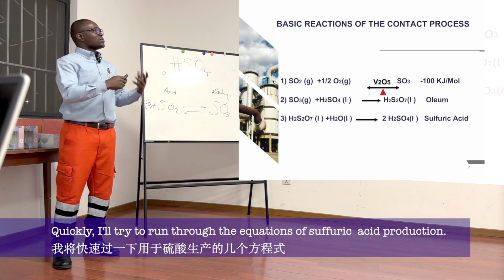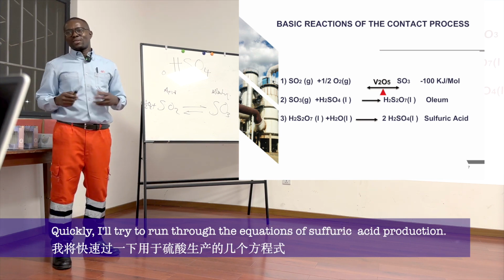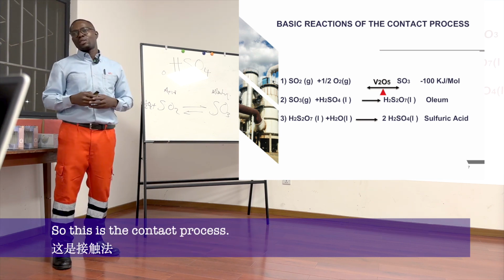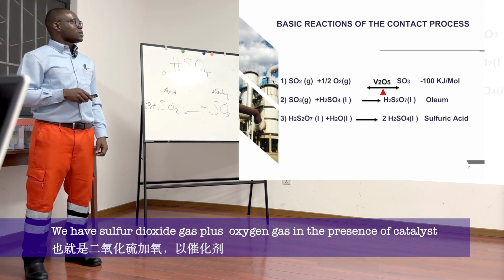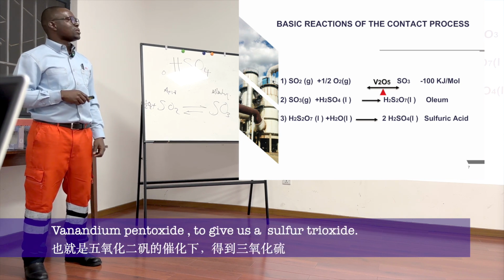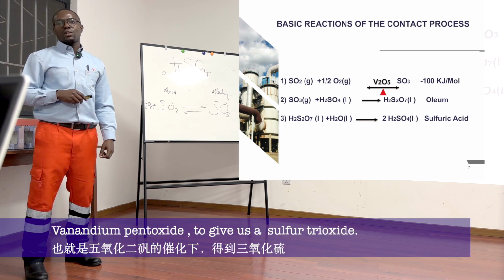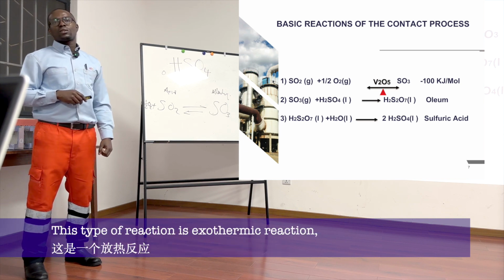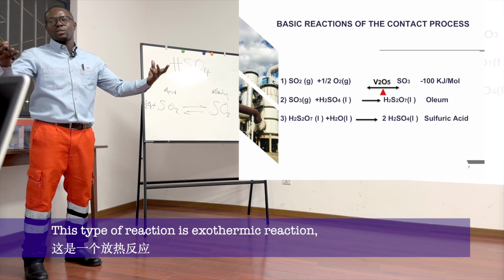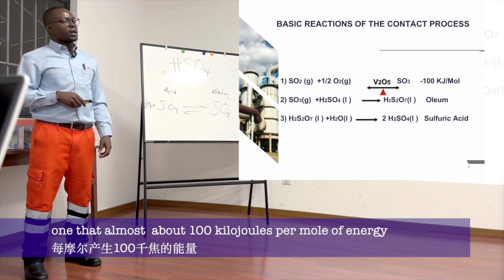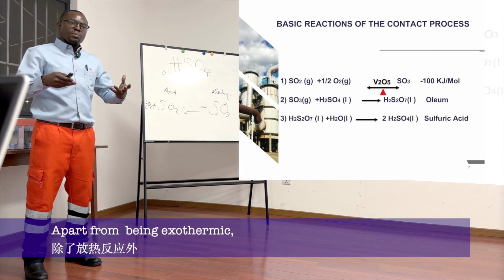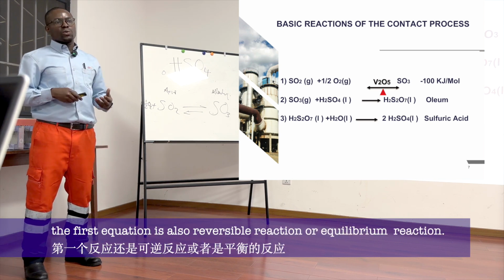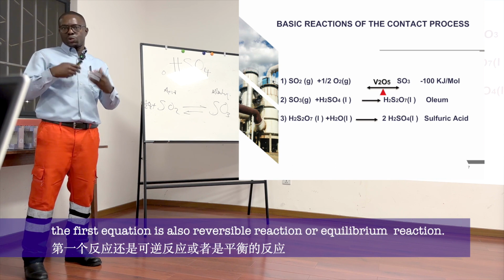Quickly, I'll try to run through now the equations of sulfuric acid production. So this is the contact process. We have sulfur dioxide gas plus oxygen gas in the presence of catalyst vanadium pentoxide to give us sulfur trioxide. This type of reaction is an exothermic reaction, one where about 100 kilojoules per mole of energy is given out. Apart from being exothermic, the first equation is also a reversible reaction or equilibrium reaction.